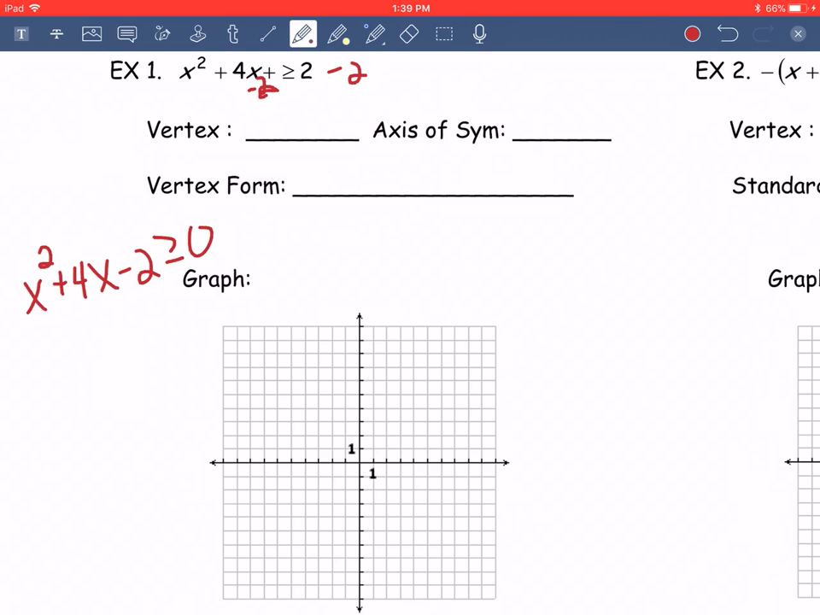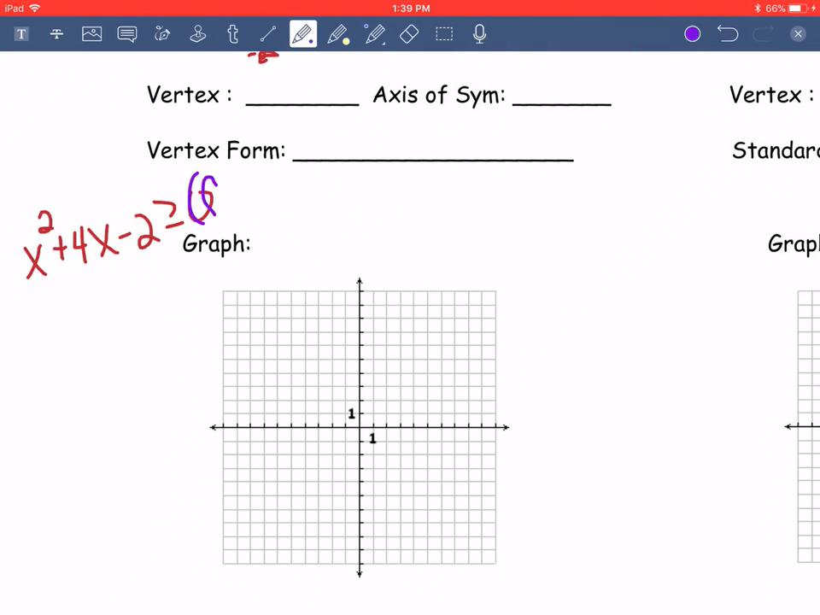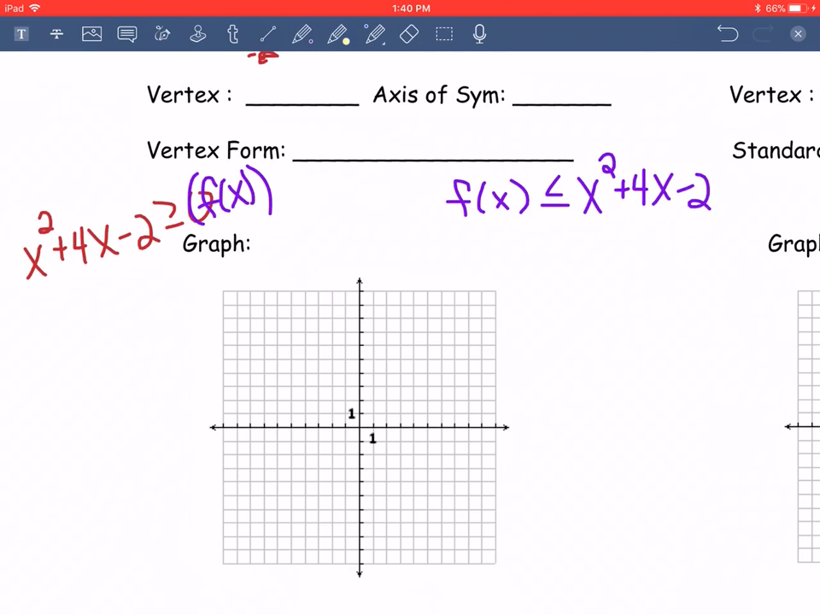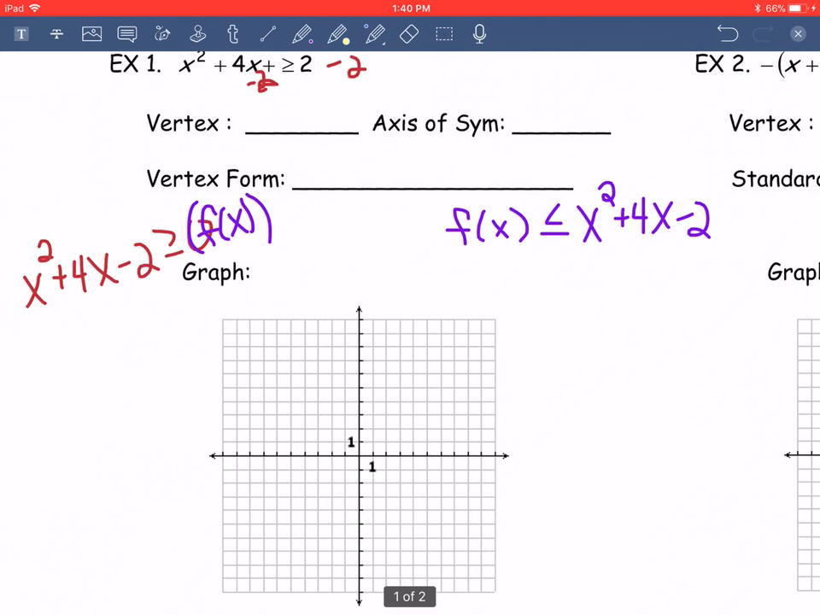And I'm going to rewrite it now as a function. And I'm going to replace the 0 with f of x. So this, I'm just writing over it f of x. So now I'm going to rewrite it as f of x. It's got the inequality opening away from it, so is less than or equal to x squared plus 4x minus 2. Okay, so that is what I'm going to be graphing. I'm going to be graphing x squared plus 4x minus 2.